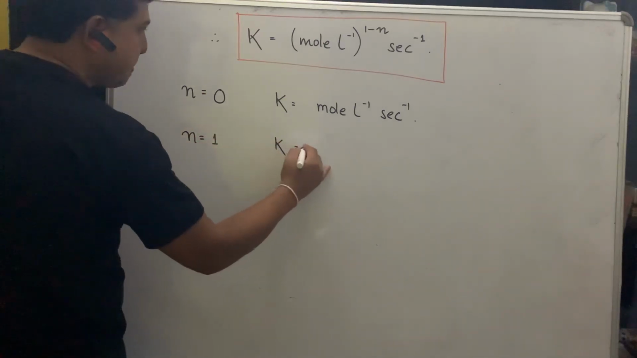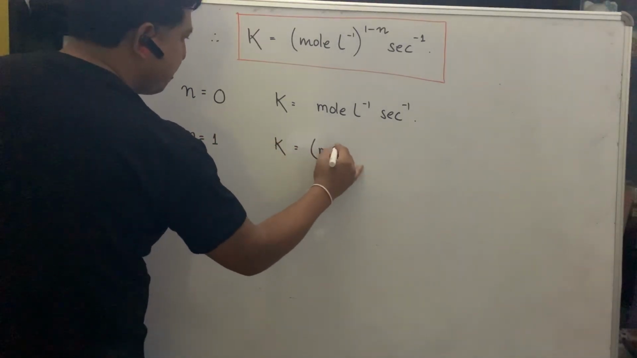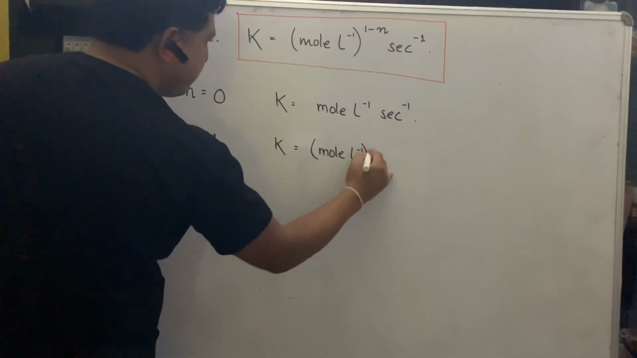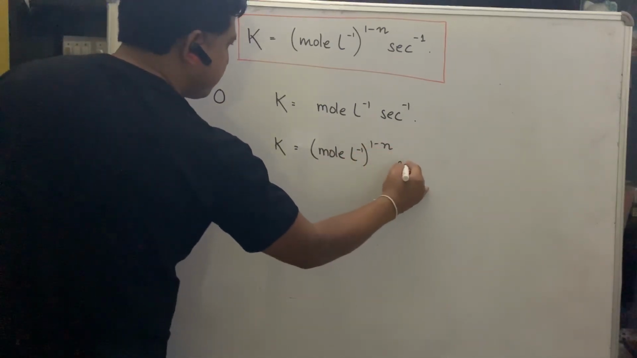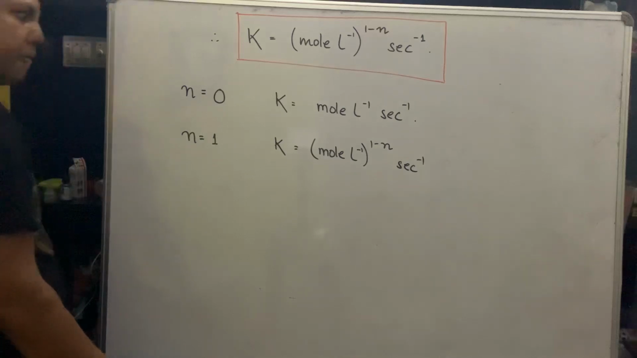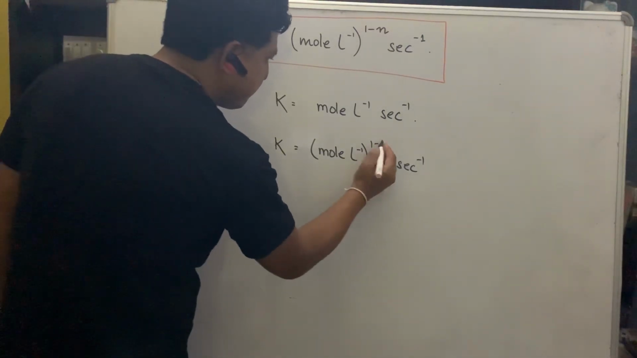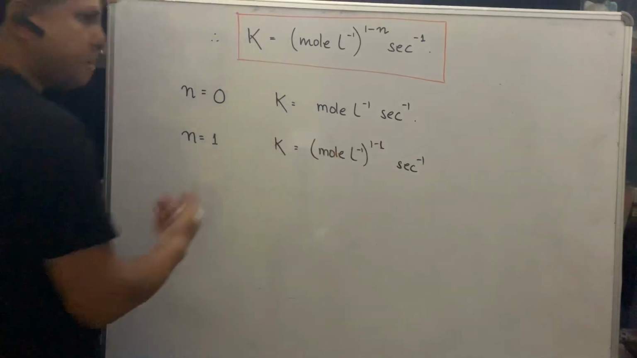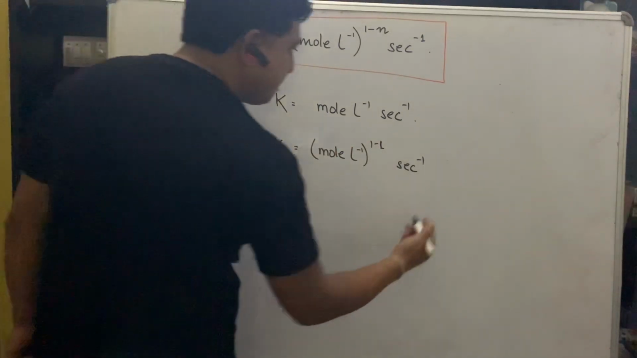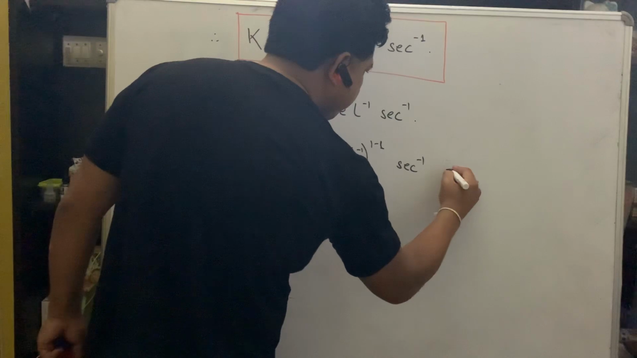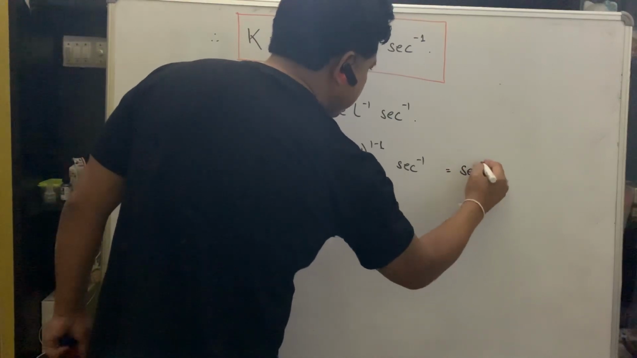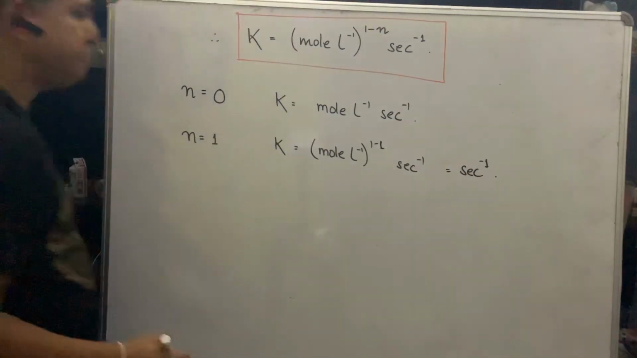Fine. So for a first order reaction, what is going to be the unit of K? First order reaction means mole per liter to the power 1 minus n, second inverse. Right? So what is the value of n out here? 1. So here I'm going to substitute n by 1. So 1 minus 1 is 0 and anything to the power 0 is 1. So the unit of K for a first order reaction will be second inverse.